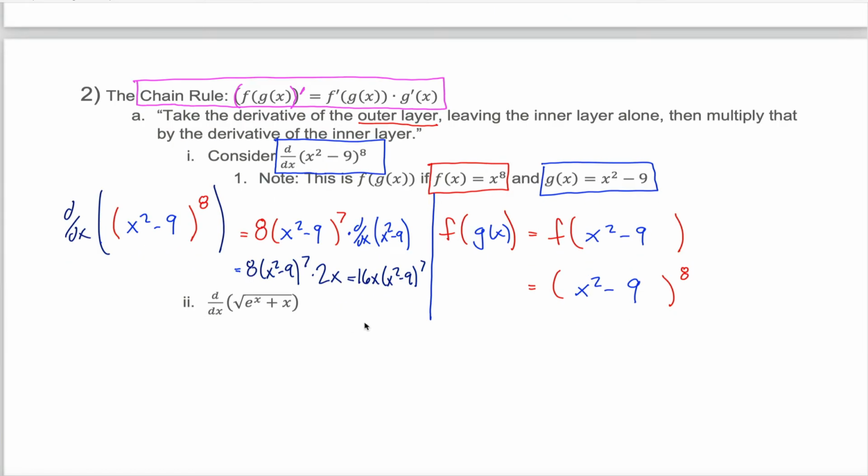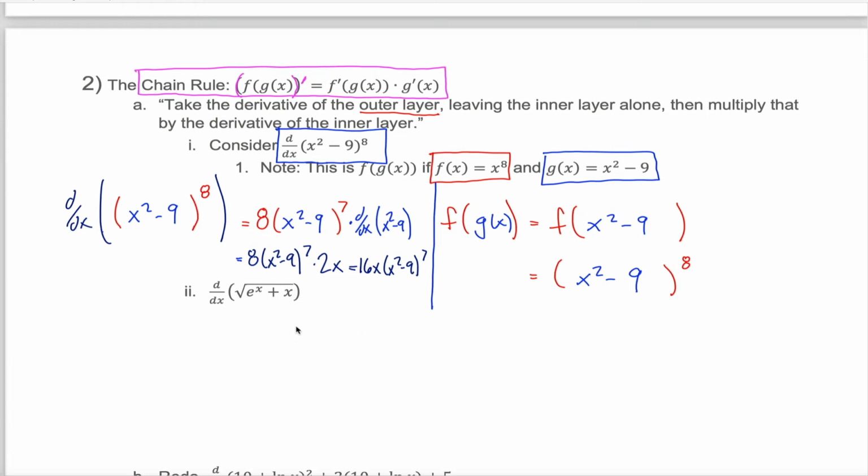I think the only way to really get a grasp of this is to get a lot of repetition. So let me do a few more of these examples, wrap up this intro video, and then show you some examples kind of the next level. What if you were asked to take the derivative of the square root of e to the x plus x?